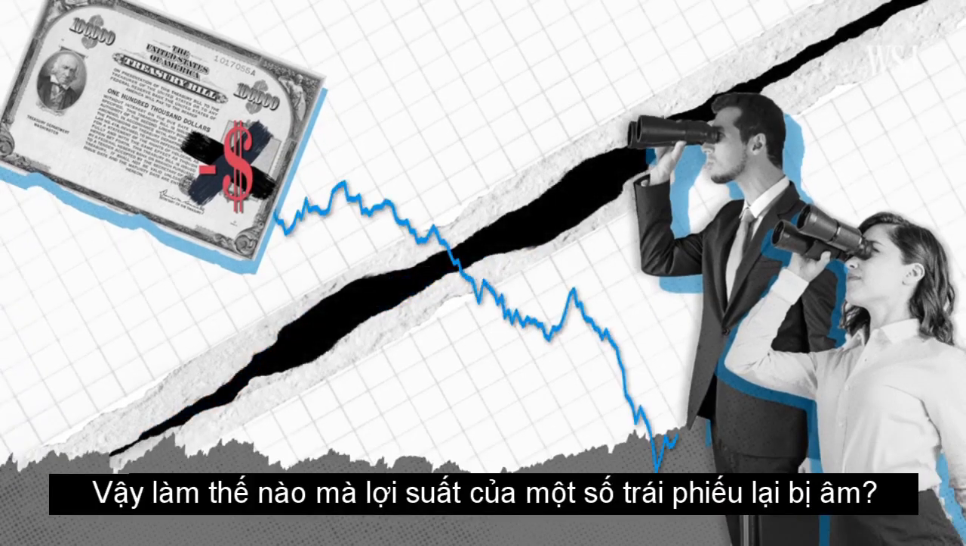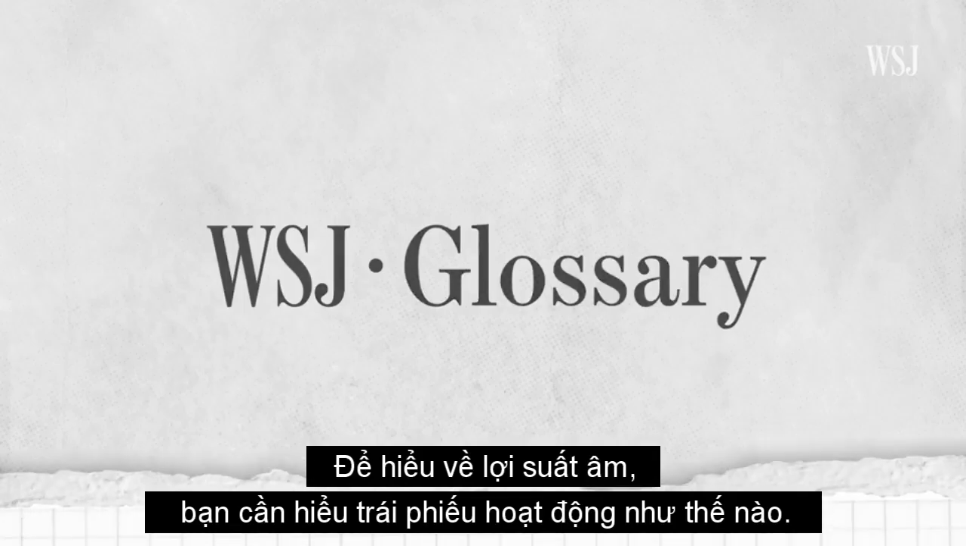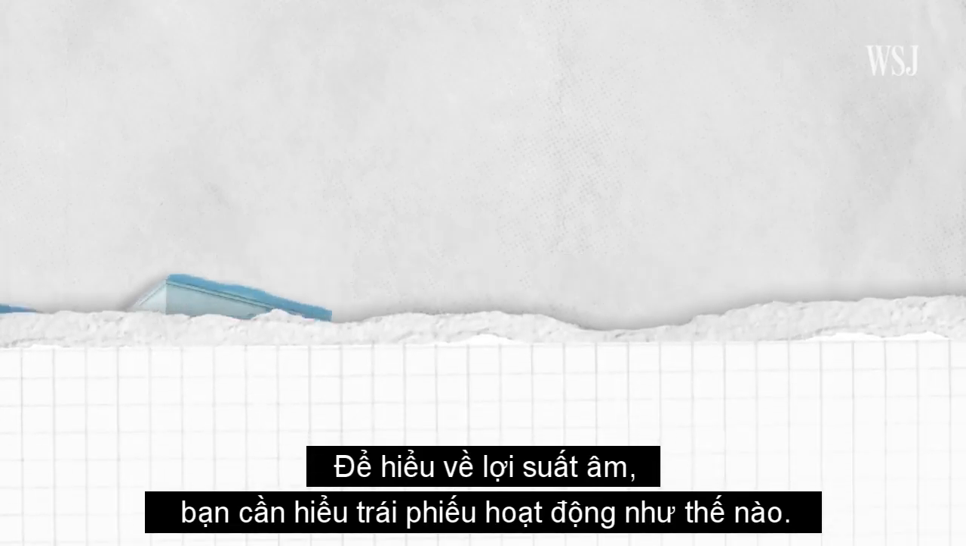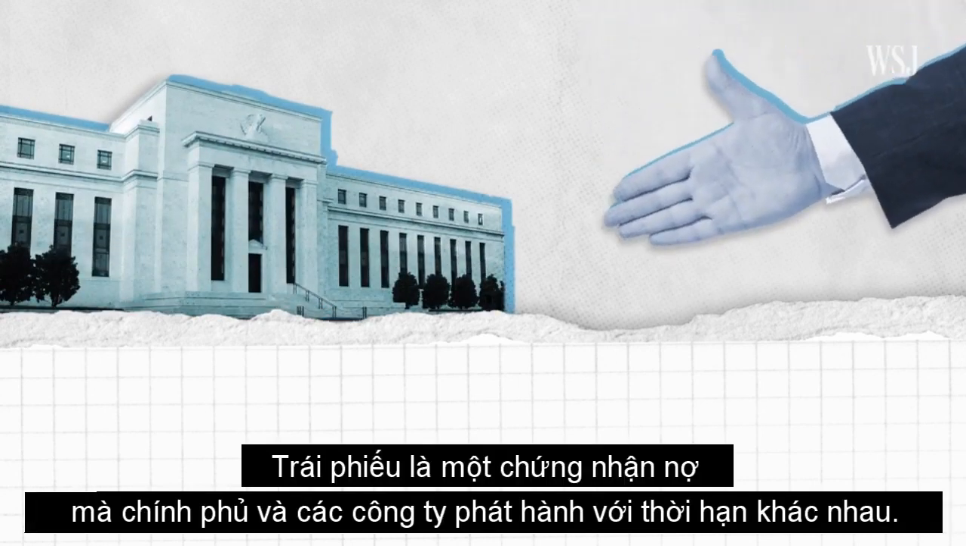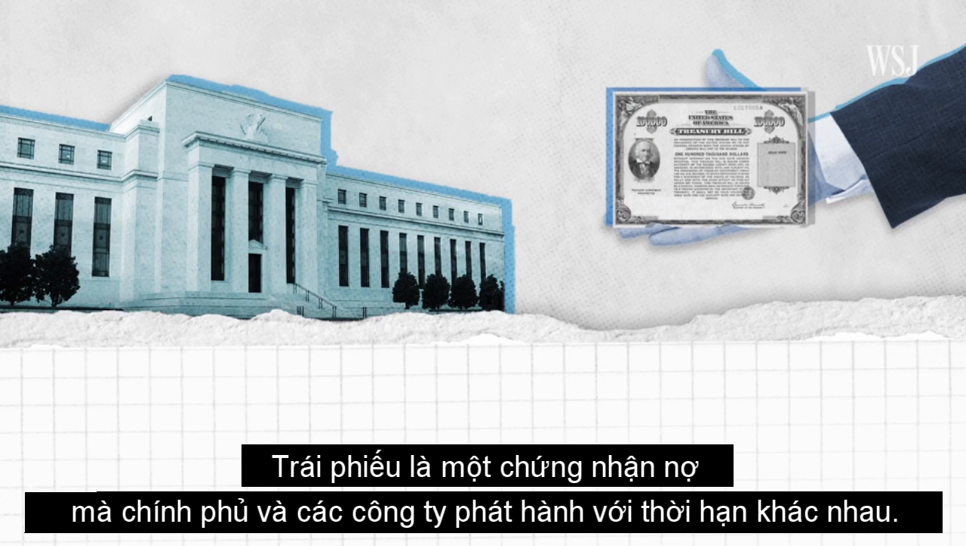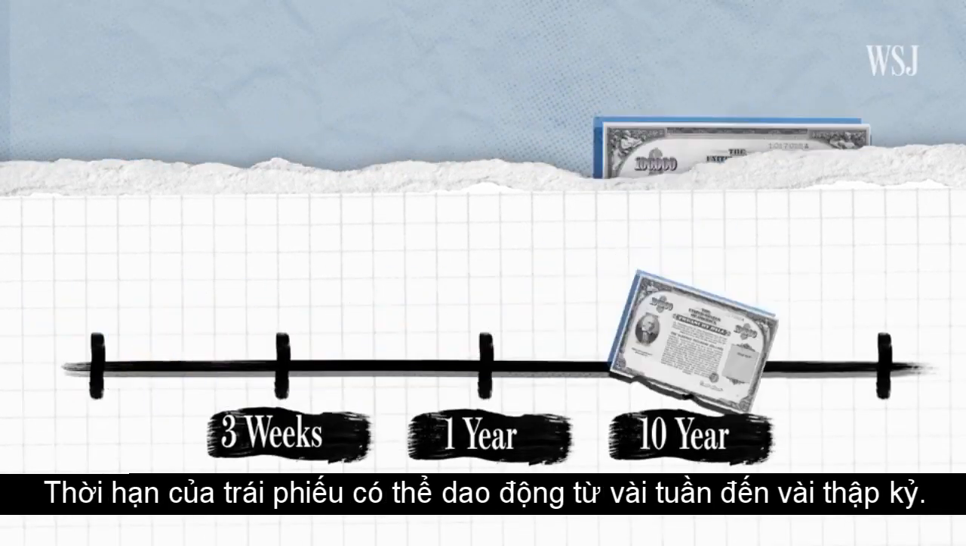So, how did some bond yields go negative? And why would investors keep putting their money in assets with negative returns? To understand negative yields, you need to understand how bonds work. Bonds are a form of debt that governments and companies issue for various lengths of time. A bond's lifespan can range from a few weeks to a few decades.